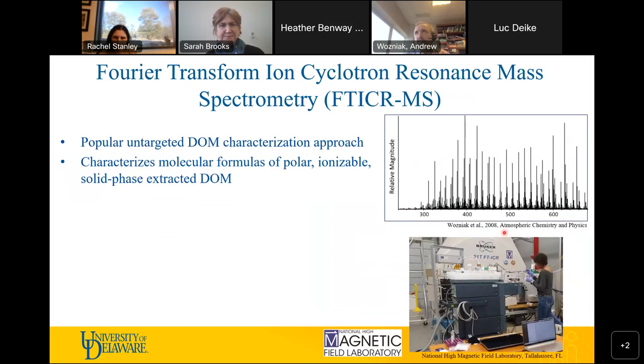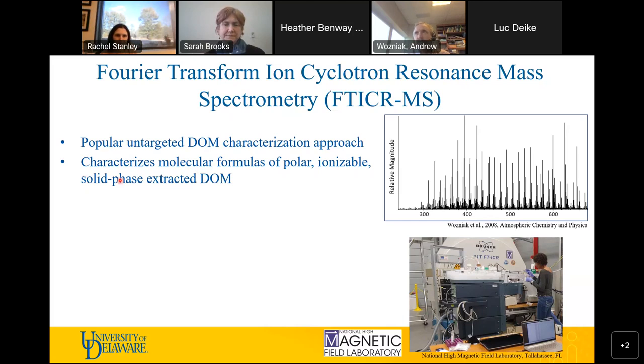So we then analyzed all our data using Fourier transform ion cyclotron resonance mass spectrometry. We took our samples to the National High Magnetic Field Laboratory. This is a picture of their 21 Tesla magnet. We used the 9.4 Tesla for this work. It's a popular technique used to study dissolved organic matter, and it characterizes the molecular formulas for polar ionizable solid phase extracted DOM. So it's a subset of our dissolved organic matter that can be solid phase extracted and ionized using electrospray ionization.